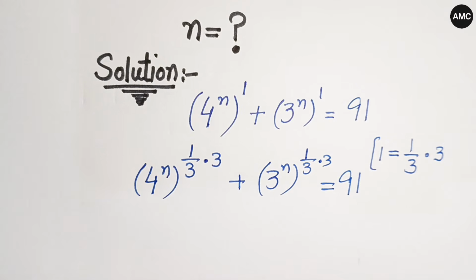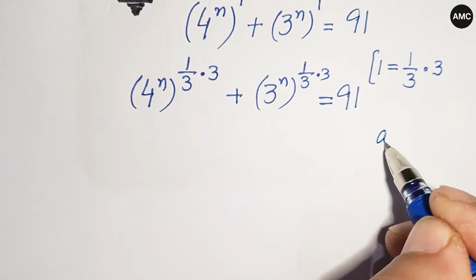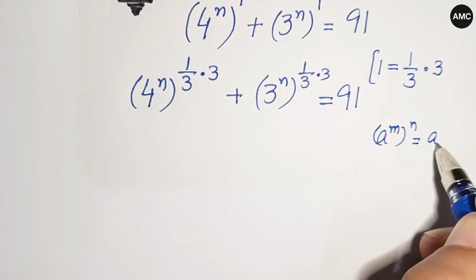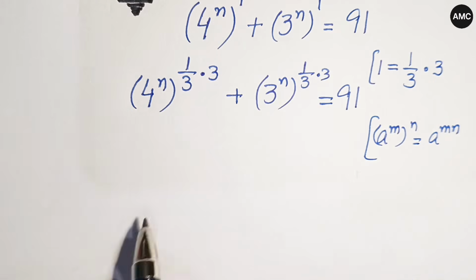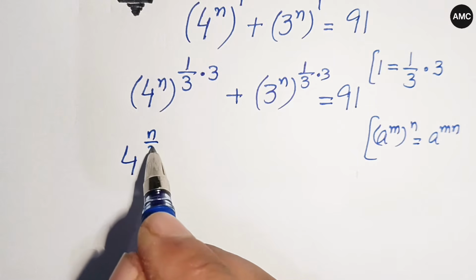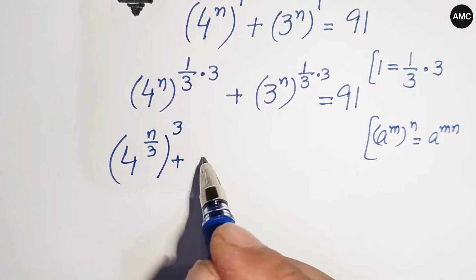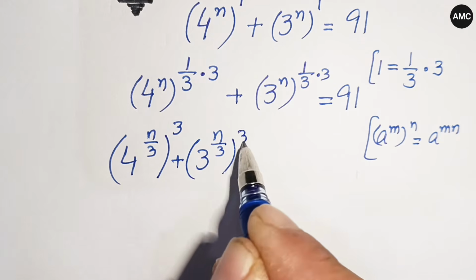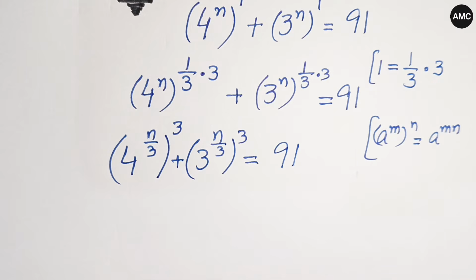Now according to the algebraic identity, if we have (a to the power m) whole to the power n, it is equal to a to the power m times n. Applying this identity here, we get (4 to the power n over 3) whole cubed plus (3 to the power n over 3) whole cubed, and that is equal to our right hand side, which is 91.